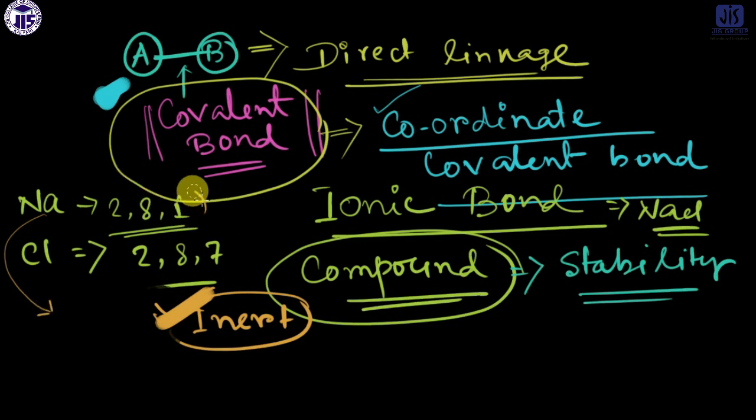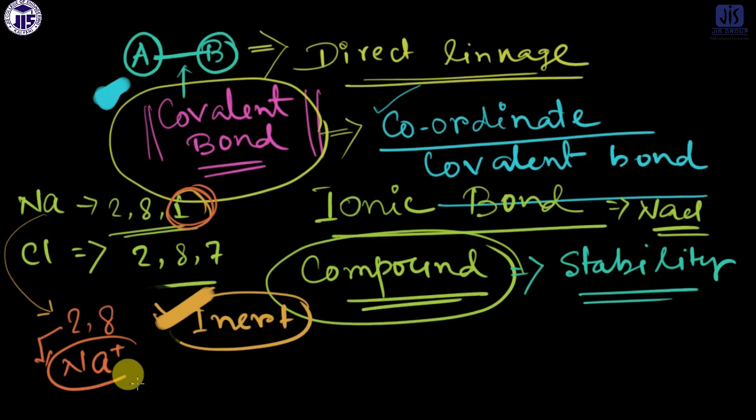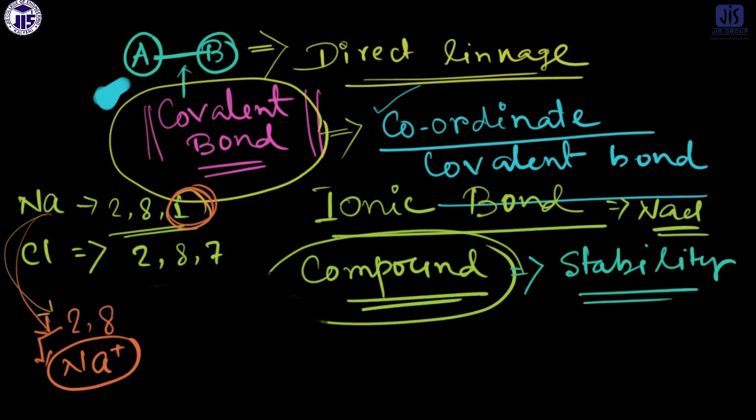Now to get the inert gas configuration, one electron is extra here. So if sodium releases this one electron, then the electronic configuration will be 2, 8, and Na will convert to Na plus. So only if Na converts to Na plus will it be possible to get the inert gas configuration. On the other hand, Cl: look here, in the case of Cl, one extra electron is required. If Cl gets one extra electron, then the electronic configuration will be 2, 8 and 8, and Cl will be converted to Cl minus.